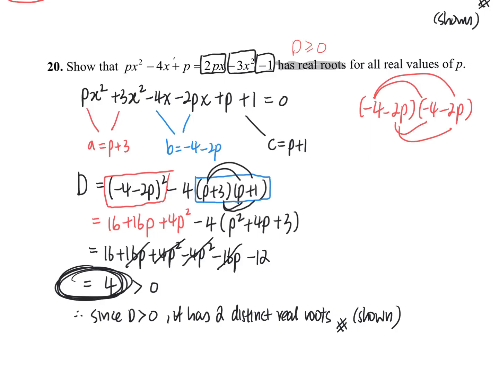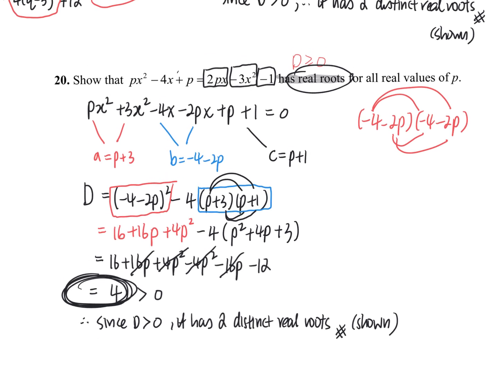Okay, what if I calculate and eventually I get discriminant equals to 0? Then same thing, since D is equal to 0, you have 2 real and repeated roots, also shown. Because the only thing they ask you to show is it has real roots. They never say how many you must have. As long as you have a root there, you have shown it. So don't be too rigid. They are always asking the same thing.